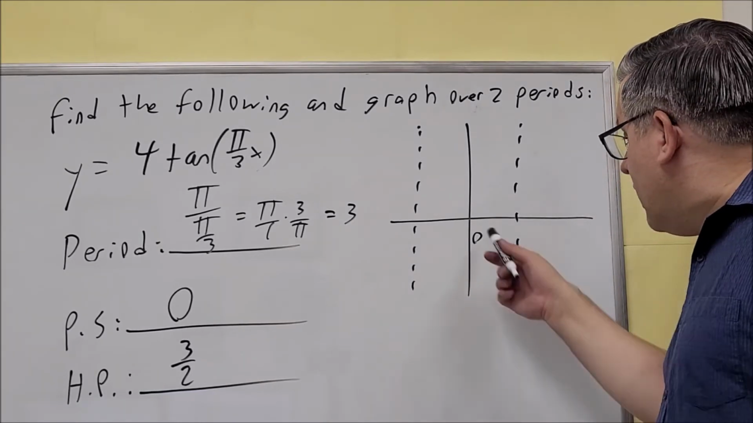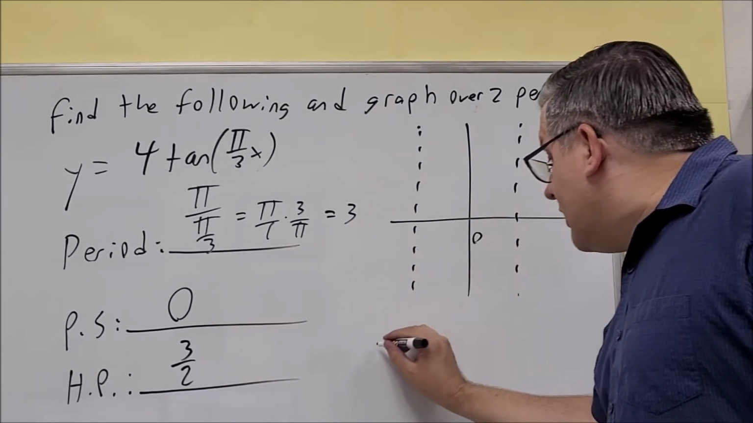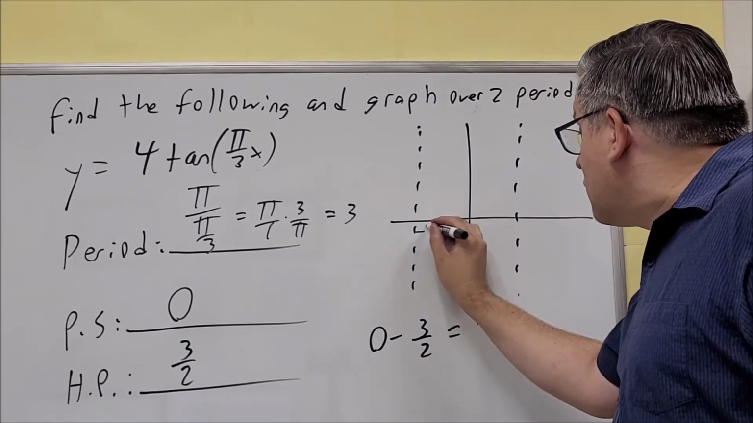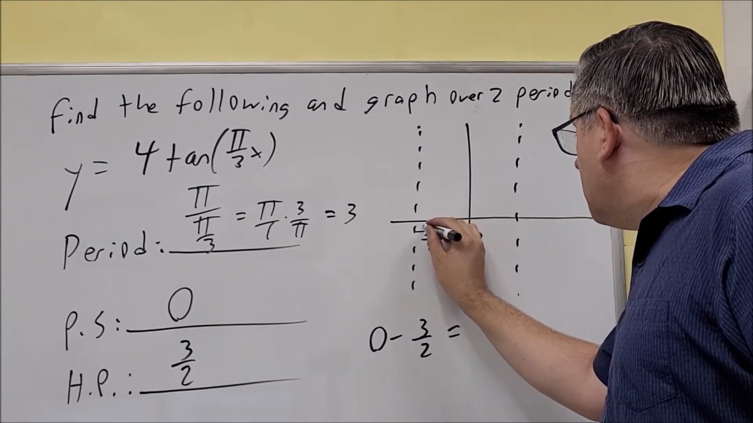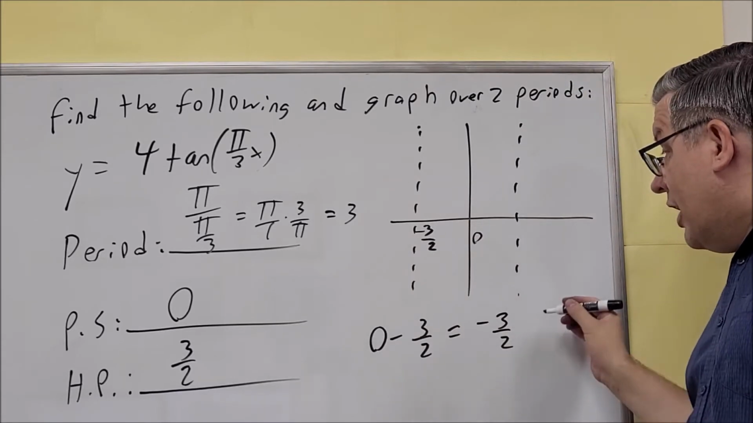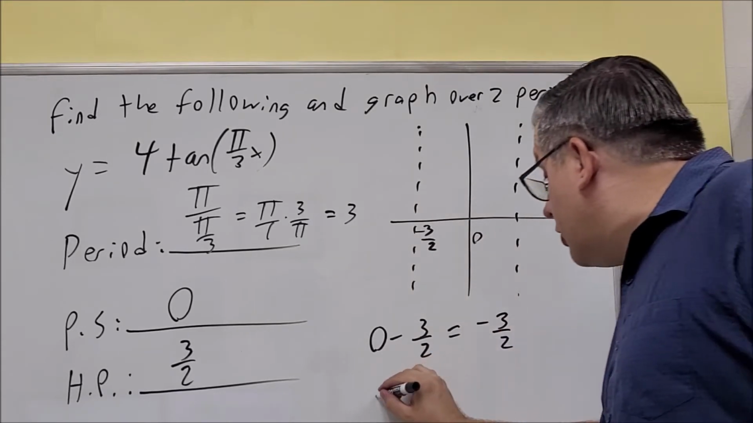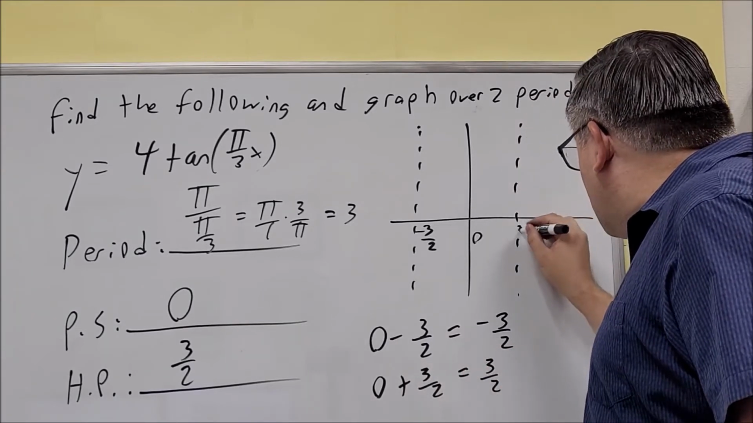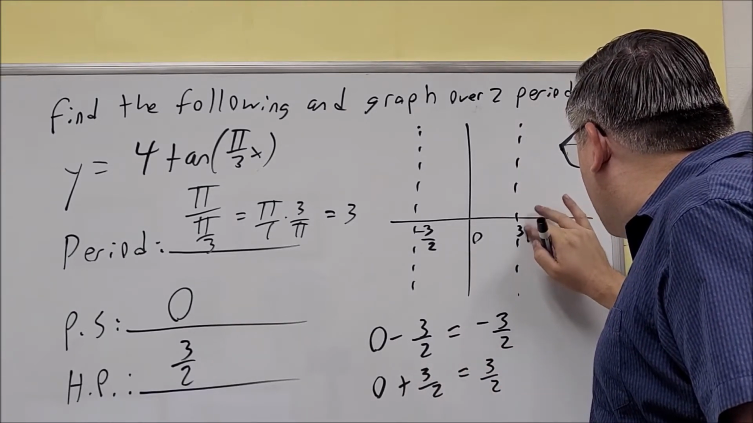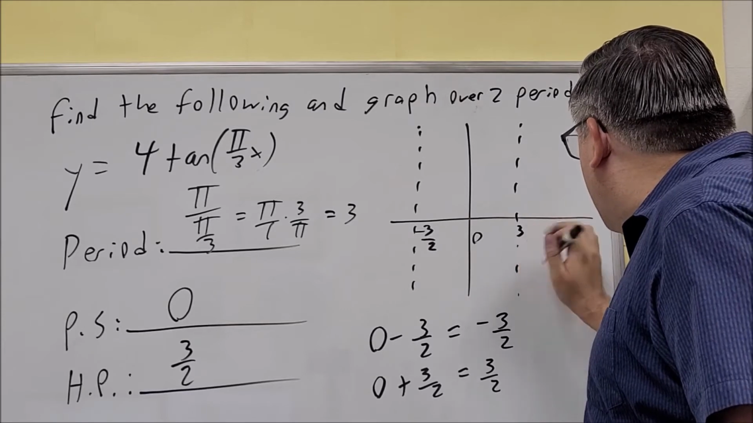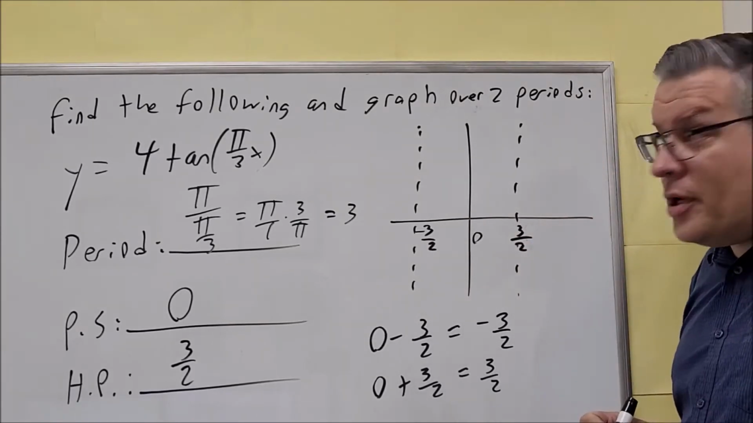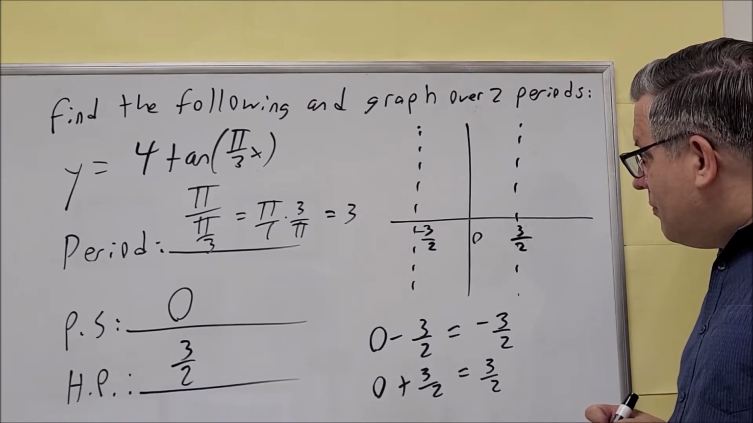So what we're going to do here is we're going to take 0 minus 3 halves, first of all, to get negative 3 halves right here. And then to get the other one, we're going to do 0 plus 3 halves, which is going to get us this one right here. So 3 halves. There's no pi on that, just 3 halves. So that's going to give us one period of this.